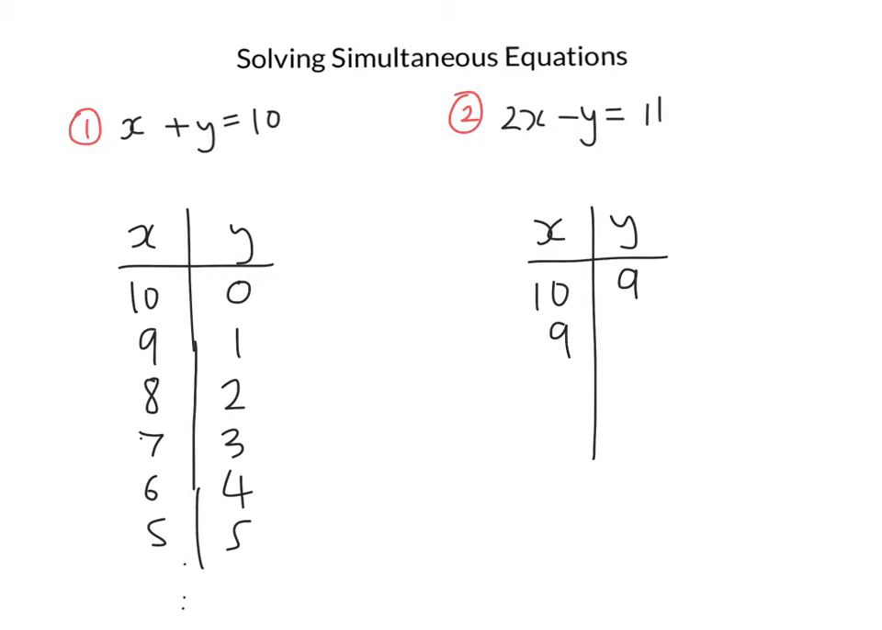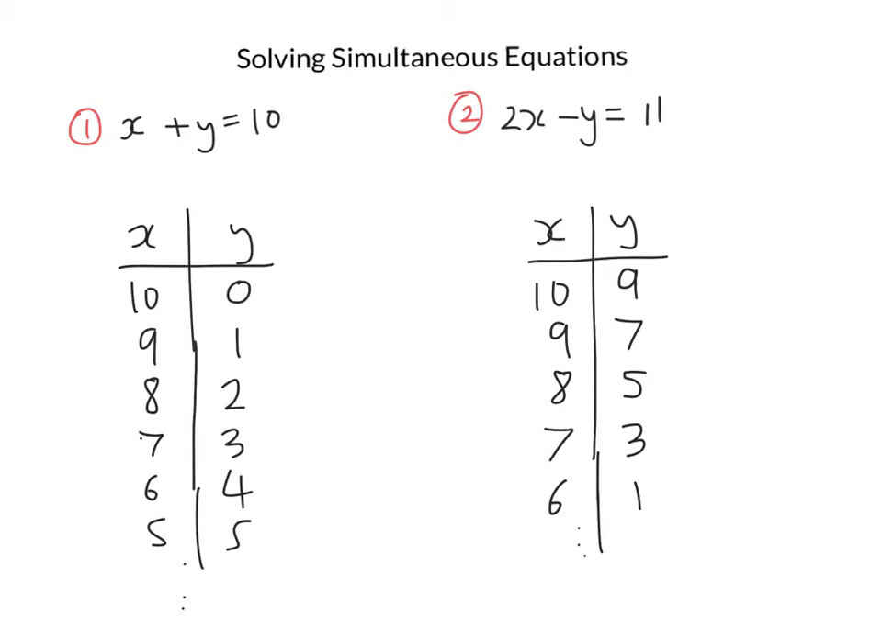What if x was 9? 2 9s are 18. 18 take away what number gives 11? 18 take away y is 11. 18 take away 7 would be 11. x could be 8. 2 8s are 16. 16 minus y is 11. 16 minus 5 is 11. And we can keep on going. Let's do one more. x could be 7. 2 7s are 14. 14 take away what number gives 11? 14 take away 3. And you get the idea. I'm sure you get fed up with that, but it keeps on going. There's lots of solutions for that.